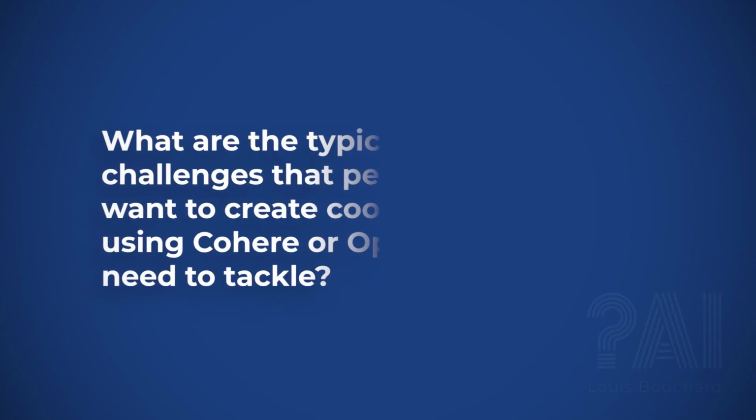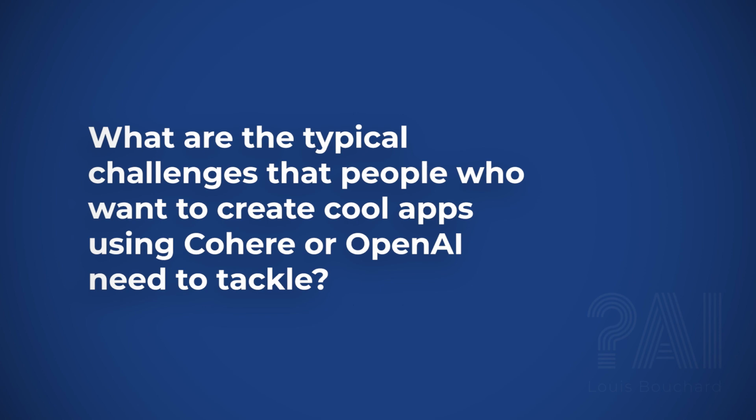For example, if someone is learning and wants to build an app, what are the main challenges when it comes to building apps with Cohere or OpenAI, where you basically use the very powerful models that already exist, but want to fine tune or adapt them to your specific applications, either through a data set or just specific commands? What are the typical challenges that people who want to create cool things with those need to tackle?